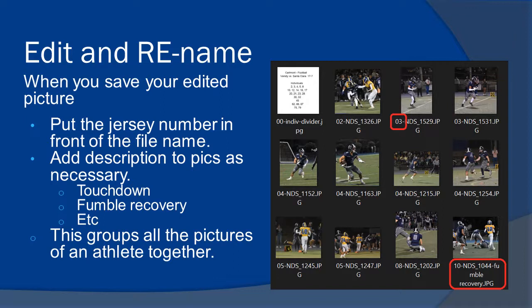The other thing, bottom right, there may be a picture that just looks strange and you don't understand it. You can put a description at the end of the name. For instance, that picture, you look at it and you say, huh? Why? Well, that's a fumble recovery. So you put fumble recovery into the file name.